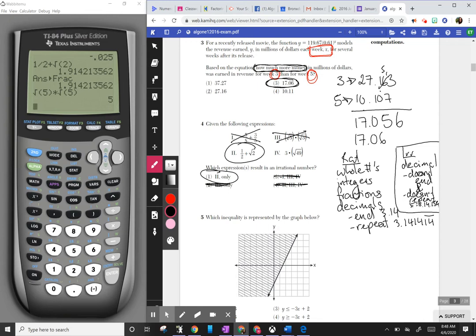And without even using a calculator here, the square root of 49 is 7, and then we get 21, which is also rational.